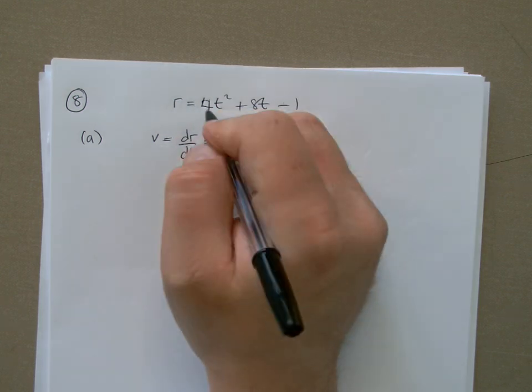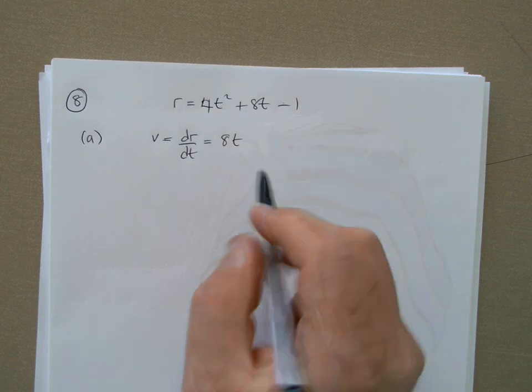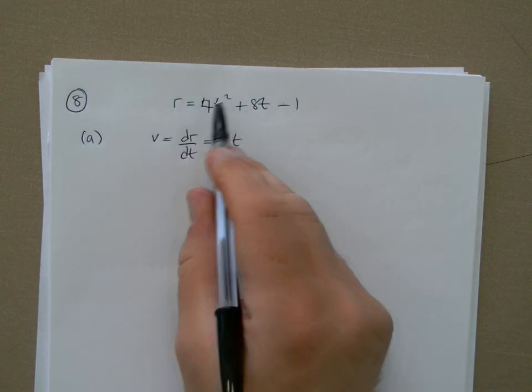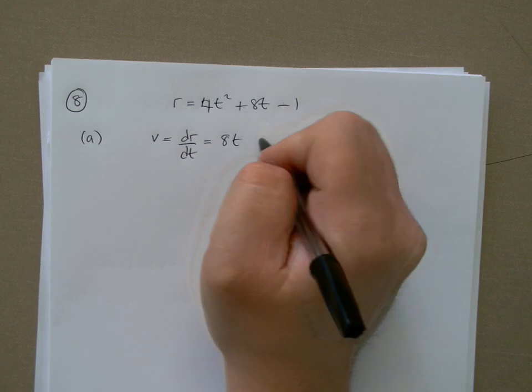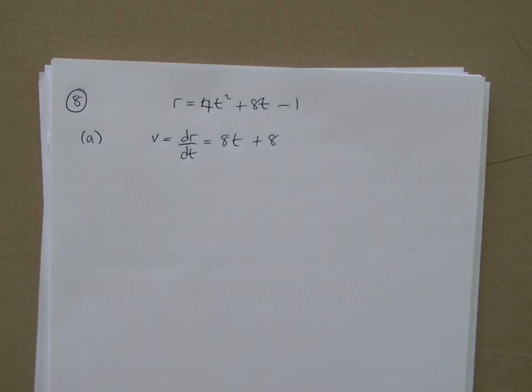So differentiate this: bring the 2 down, so you get 8, and then that becomes t to the power 1. When you bring that 2 down, you reduce the power by 1, and 8t then becomes just 8. And the minus 1 disappears. So that's the velocity. So part A is answered.